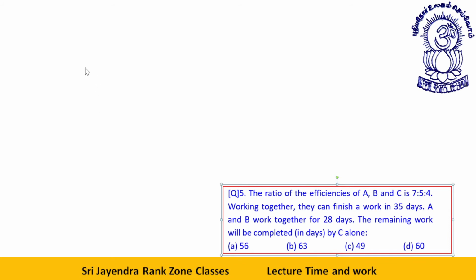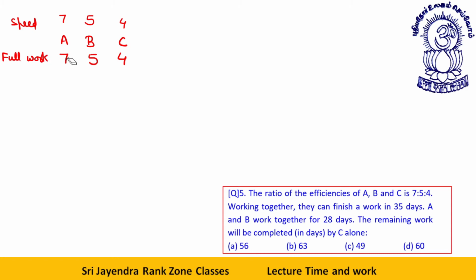The ratio of efficiencies of A, B, and C is 7, 5, 4. A, B, C, this is the ratio of their efficiencies. Working together, they can finish a work in 35 days. The way I do it is generally this: I write the speeds above. Let's talk about full work. So full work is how much? 35 days of each of A, B and C combined together. This is the full work.